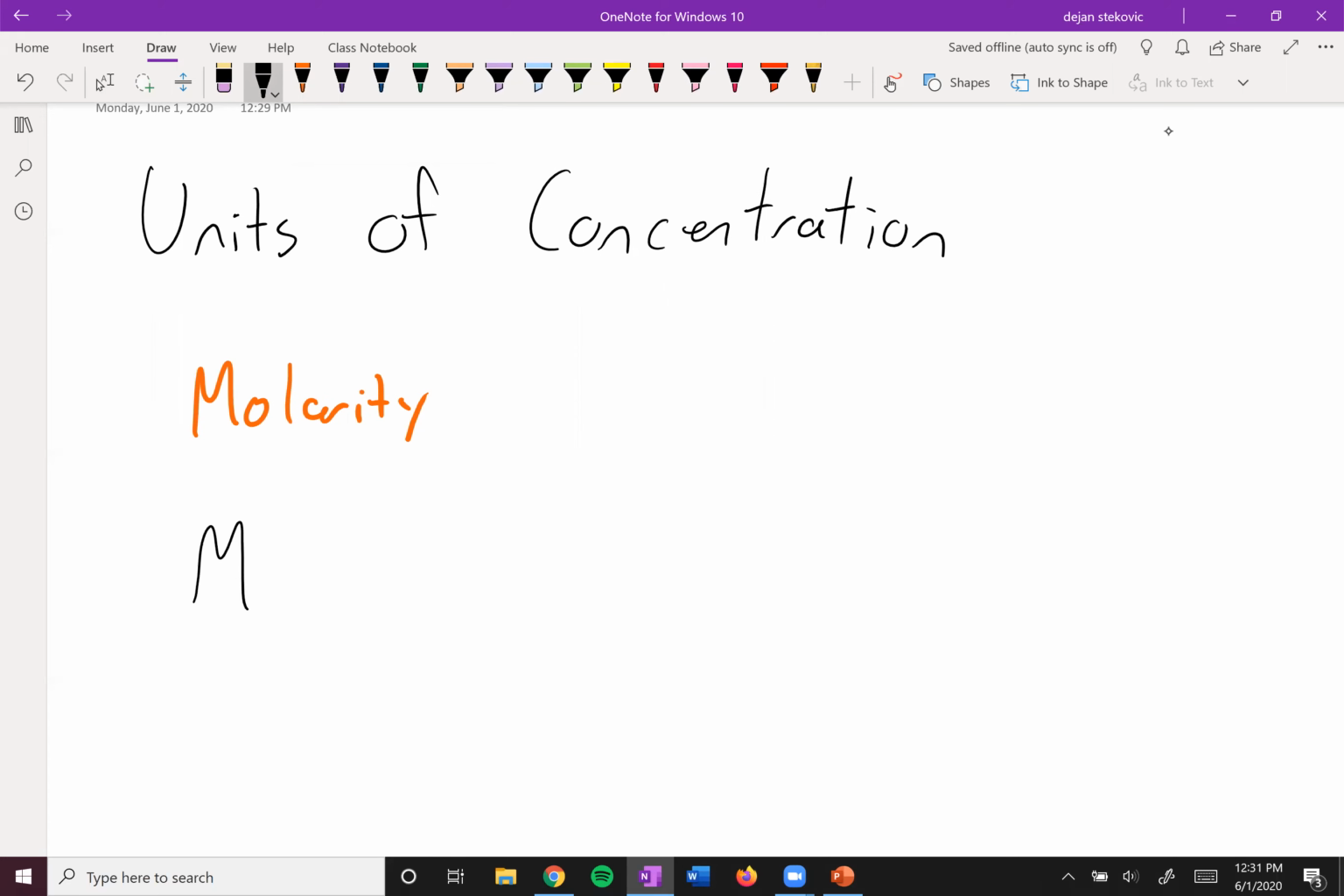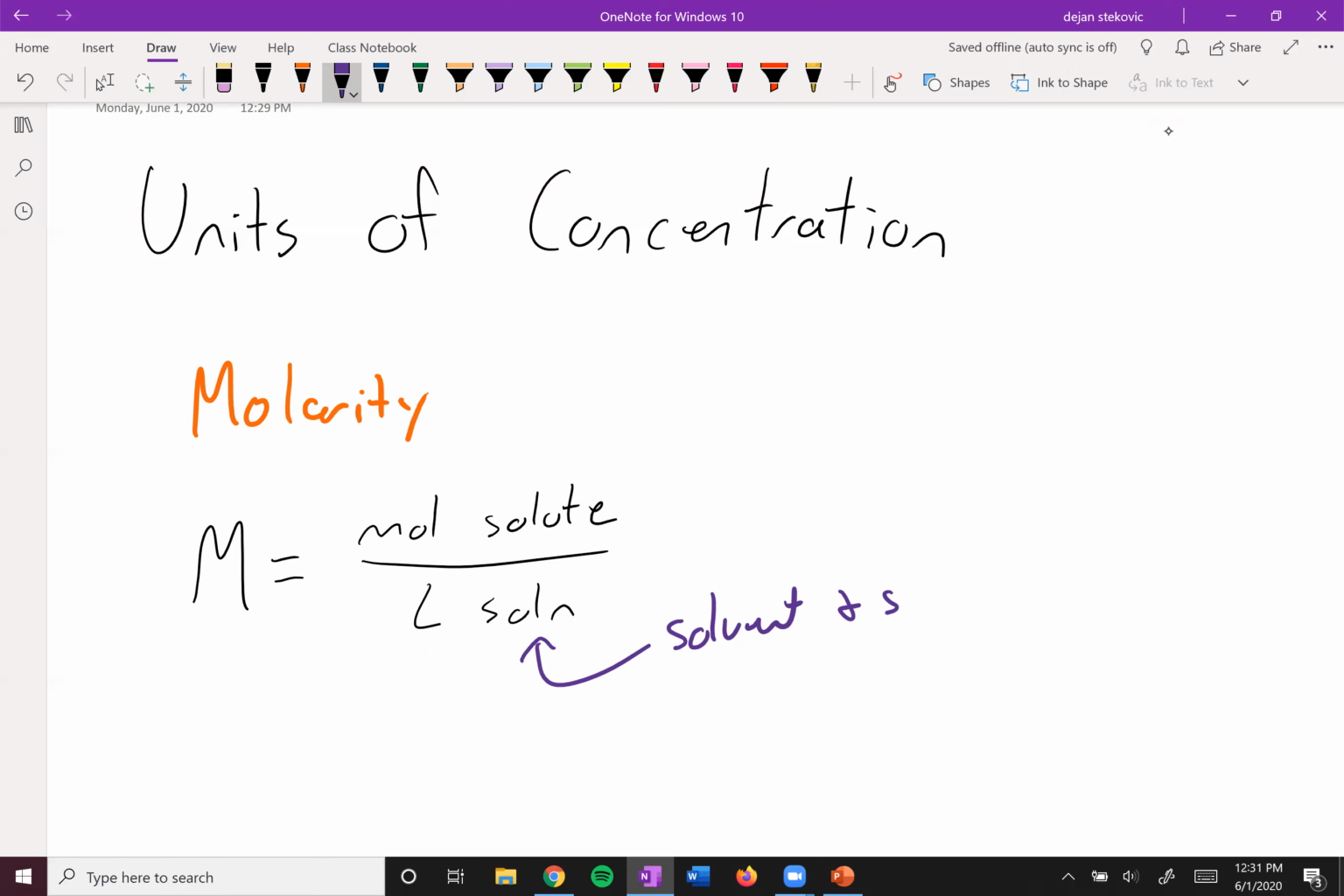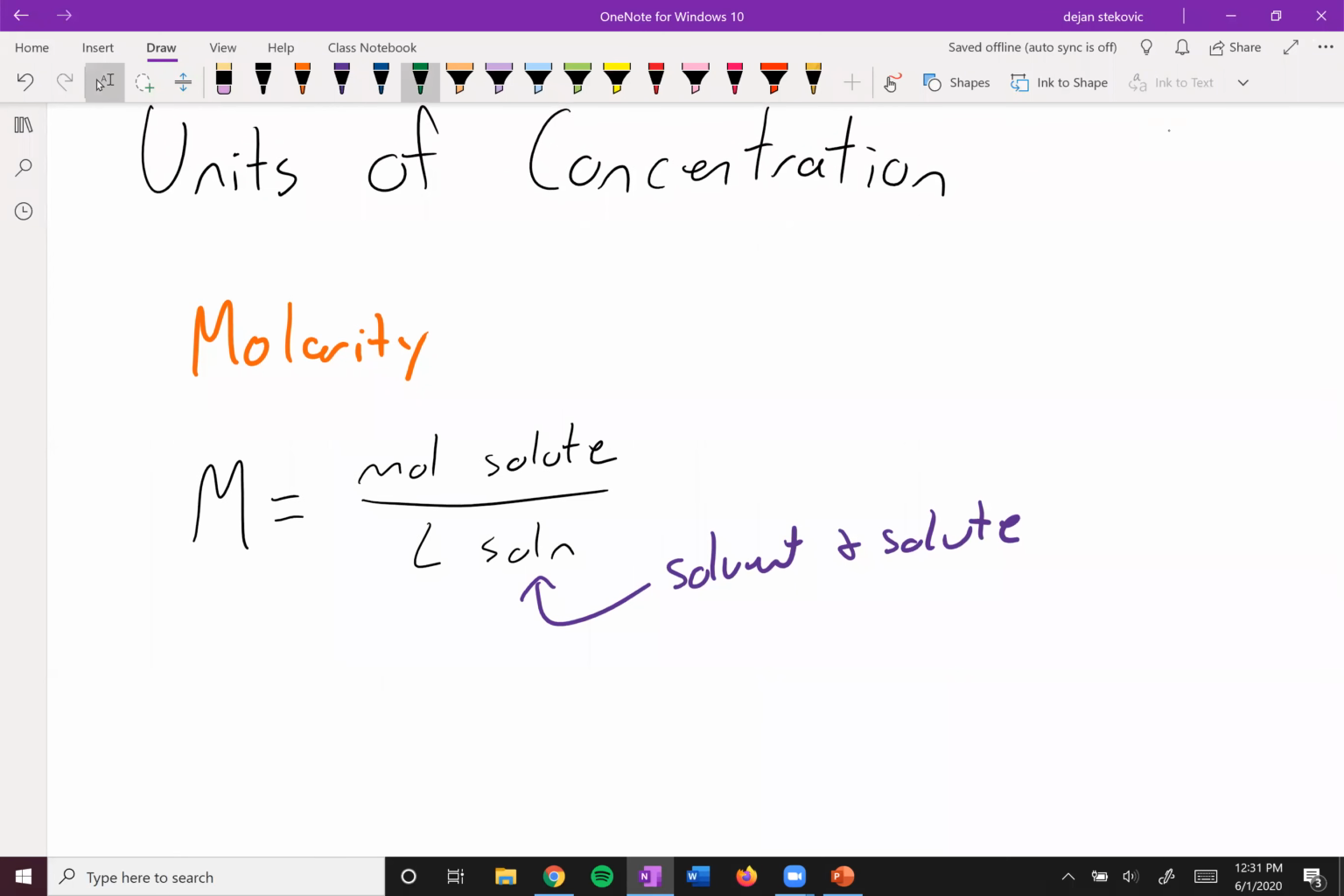Remember, it gets the symbol of capital M, and it's equal to however many moles of solute you have over your liters of solution. So when we say liters of solution, we mean the solvent and the solute, right? So the total volume of the solution.